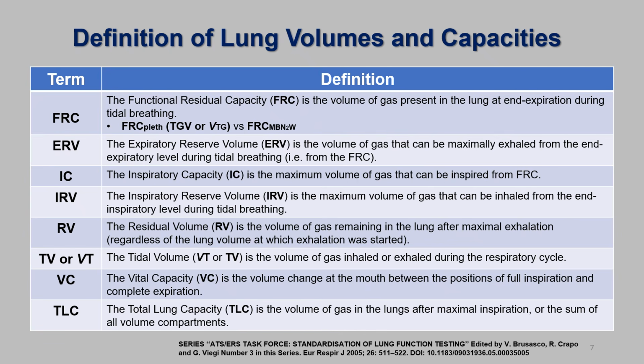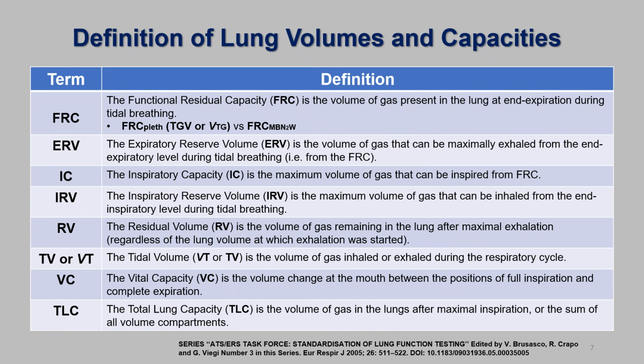The inspiratory reserve volume is the maximum volume of gas that can be inhaled from the end inspiratory level during tidal breathing. RV refers to the volume of gas remaining in the lung after maximal exhalation, regardless of the lung volume at which exhalation was started. The volume of gas inhaled or exhaled during the respiratory cycle is called the tidal volume, abbreviated either VT or TV.